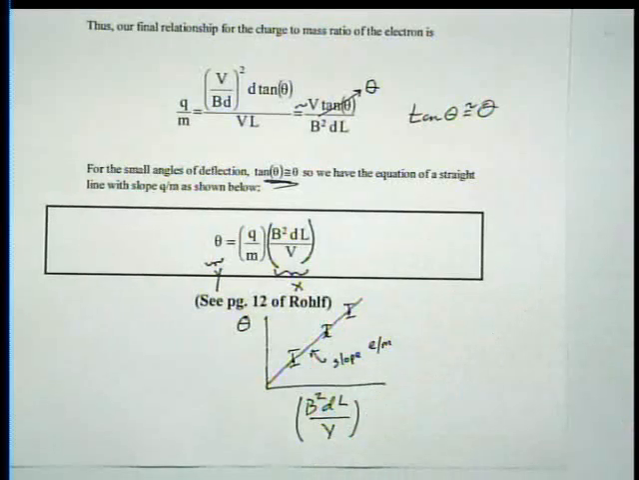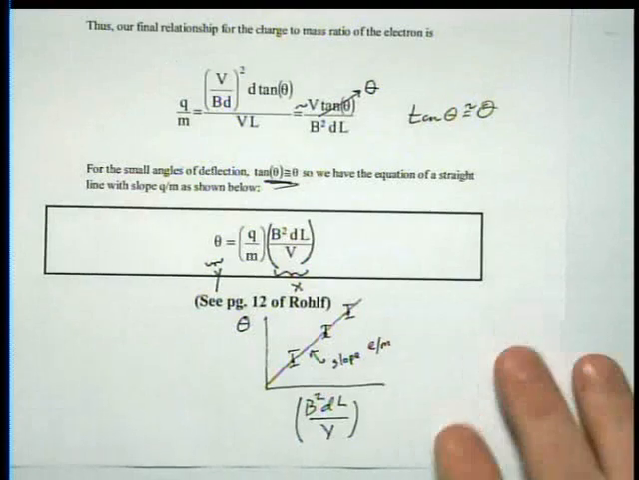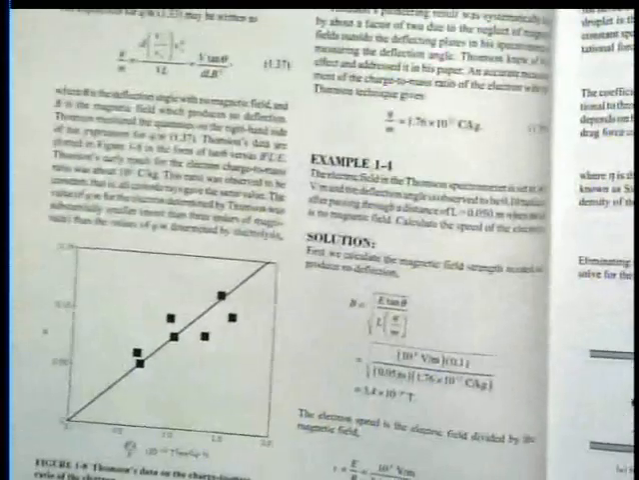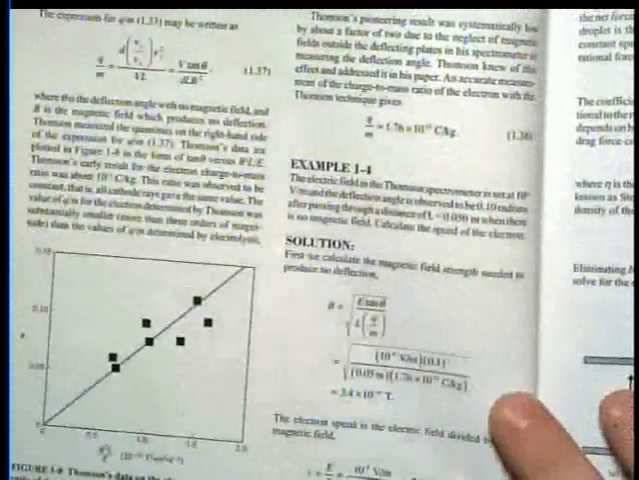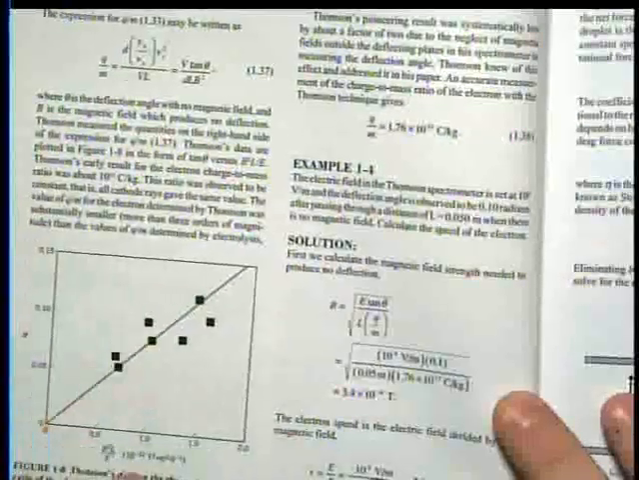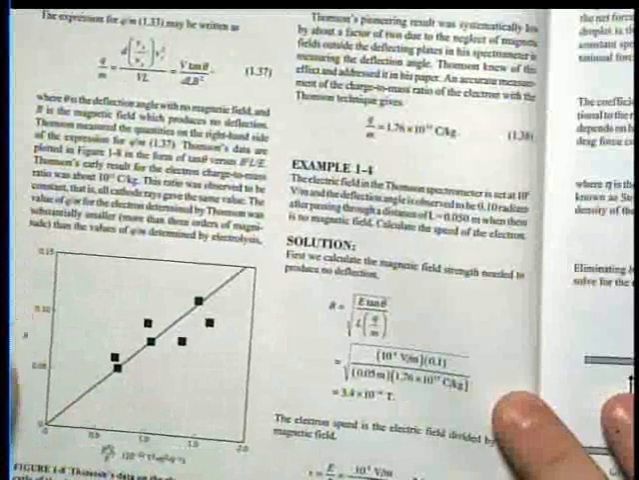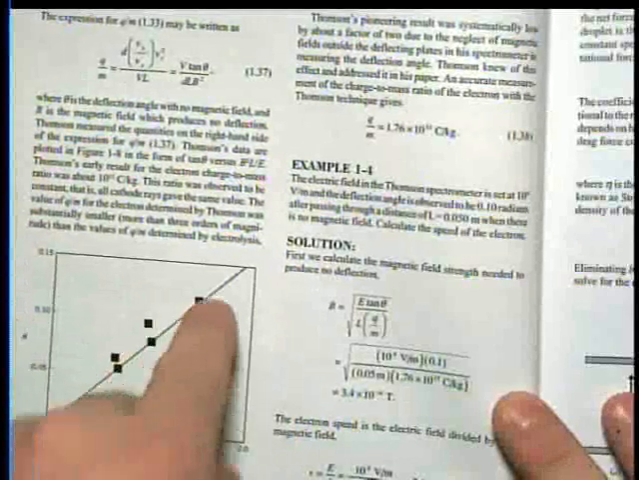That's how you found the E over M for the electron. If you look in Roth's book, he's got some actual data that was published in the original publication in 1897. It doesn't look as nice of a straight line as what you draw because it's data. So he's got data plotted for different values against different angles, and here's his data around here.